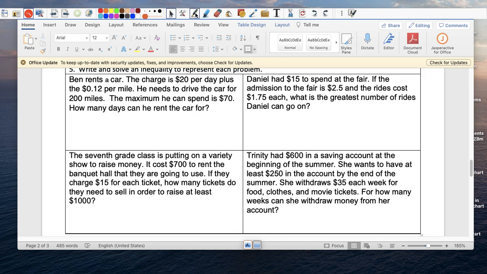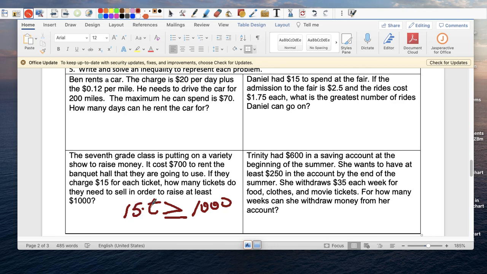Hang on a second. It costs $700 to rent the banquet hall. They charge $15 per ticket. How many tickets do they need in order to raise at least $1,000? Okay, so they want to sell tickets, and whatever they sell has to be greater than or equal to 1,000. So this is $15 per ticket.